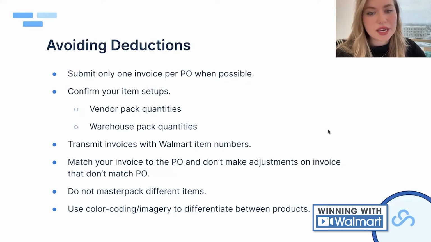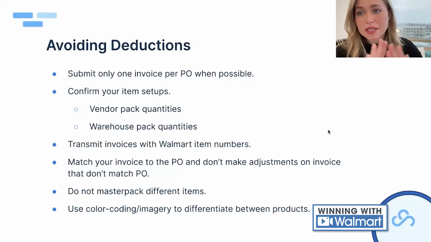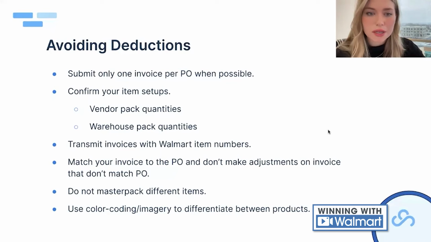We suggest transmitting invoices with Walmart item numbers. That way it just makes it easier for Walmart to match up one for one. Match your invoice to the PO and don't make adjustments on the invoice that don't match the PO. This kind of goes along with only submitting one invoice per PO whenever possible and transmitting invoices with Walmart numbers.